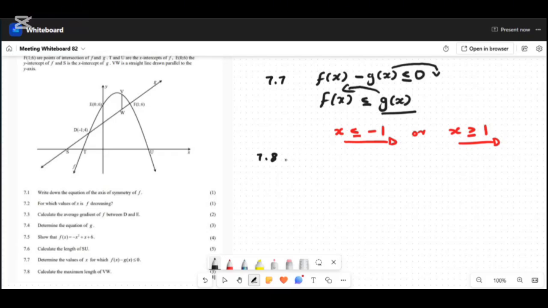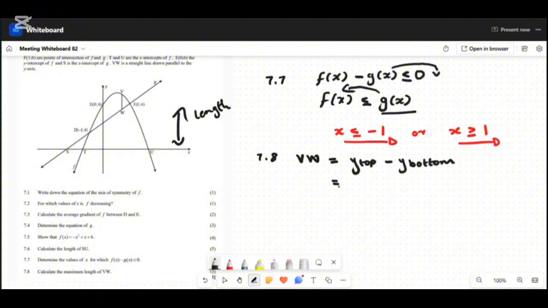All right, it's fine. So in order to find the vertical length, in this case VW, you're going to say y top minus y bottom. That is how you find the length. So what is y top? Y top is the graph at the top in that part. Look, VW. The graph which is at the top in this part is the parabola. It is at the top, right?